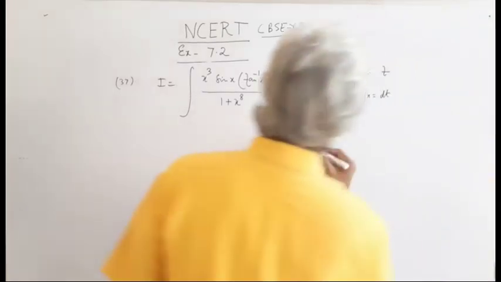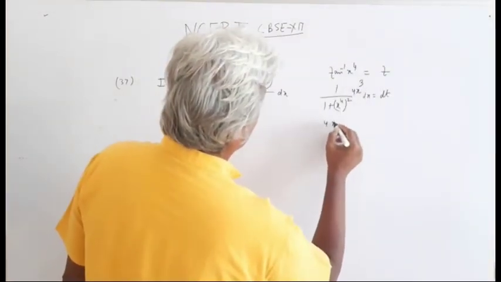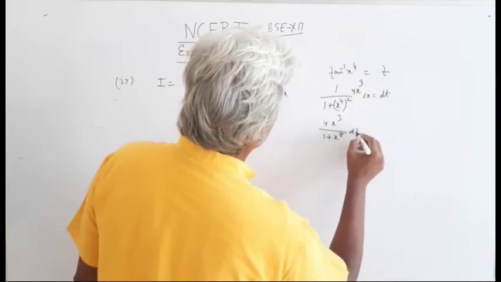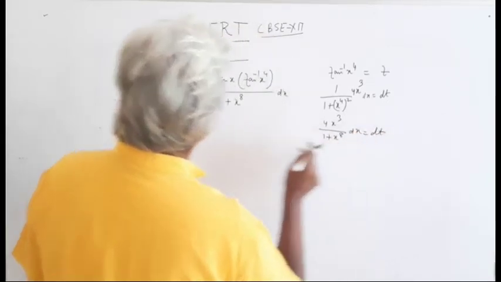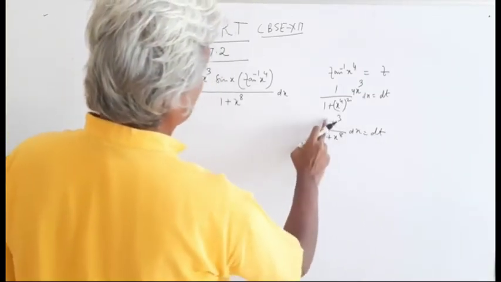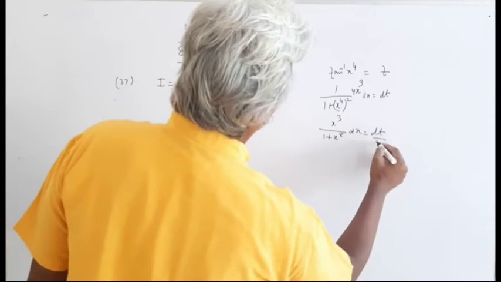So you see we have found 4x cube over 1 plus x to the power 8 dx as dt. So x cube over 1 plus x to the power 8 dx is dt over 4. So this 4 should go here, dt over 4.